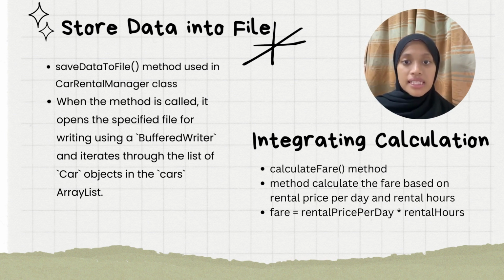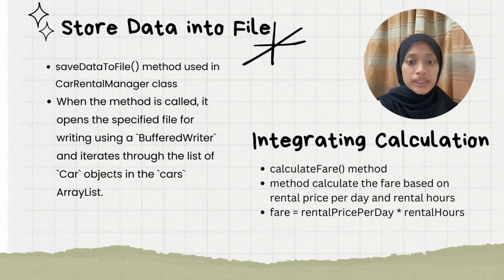The buffered writer is then used to write data to the file in a buffered manner, improving efficiency by reducing the number of actual disk write operations. The method iterates through each car object in the car array list using a for-each loop. For each car, it retrieves its details such as make, model, license plate, rental price per day, and rental hours. For each car, the method assembles the car details into a comma separated format.